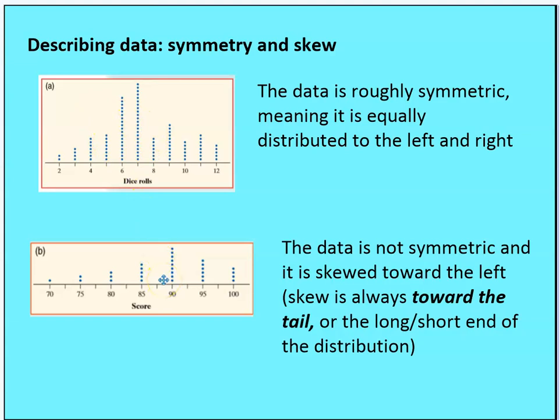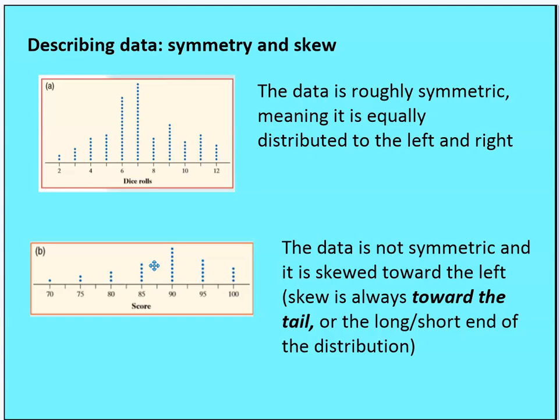And then a stem or a dot plot that is not symmetric is represented here, where I have more of the occurrences to the right of the dot plot, which means that there is a tail, or the long end, to the left. And we're going to say that in this case it is not symmetric and it is skewed towards the left. So this is where people commonly make an error just because they consider skew as being where the majority is, but in this case it's where the tail is.